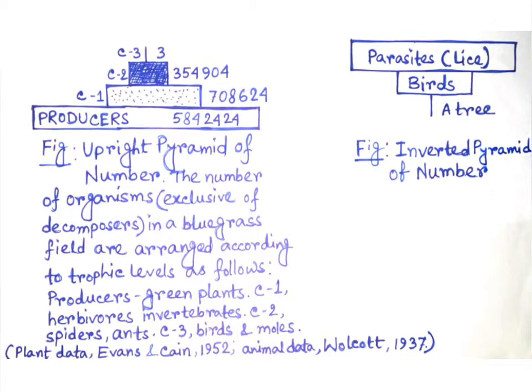In the second figure, an inverted pyramid of numbers is found where parasites are involved. For example, a tree may support a large number of fruit-eating birds, which in turn support quite a large number of parasites, such as lice.